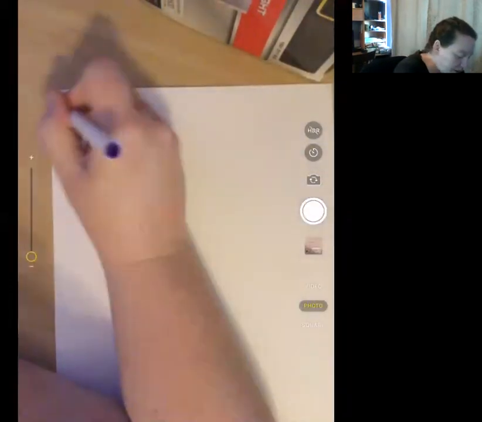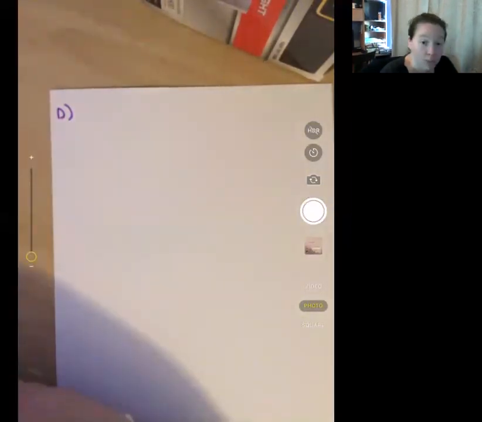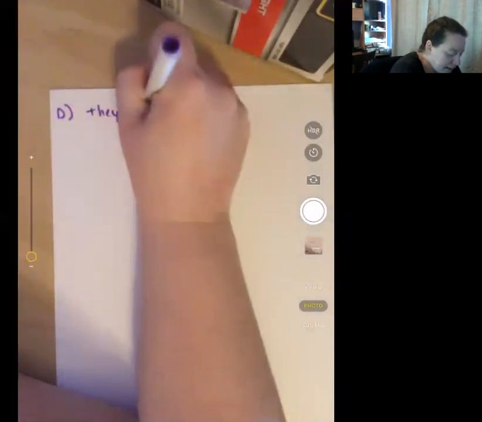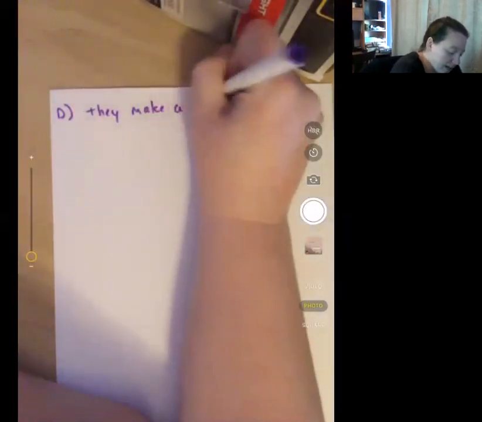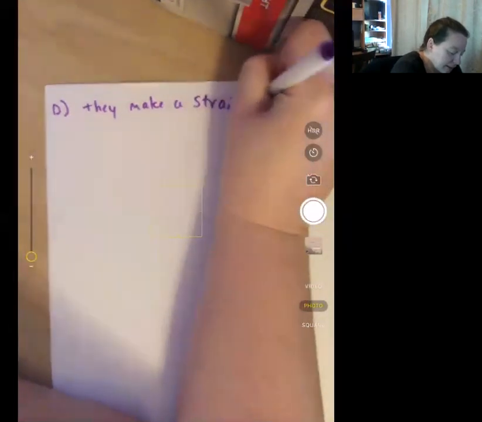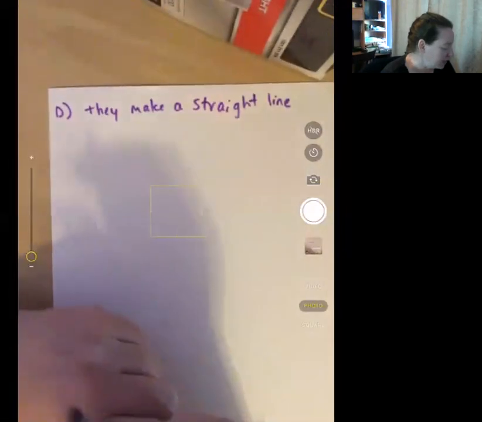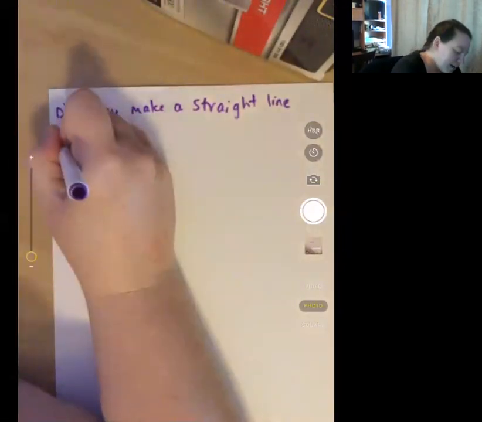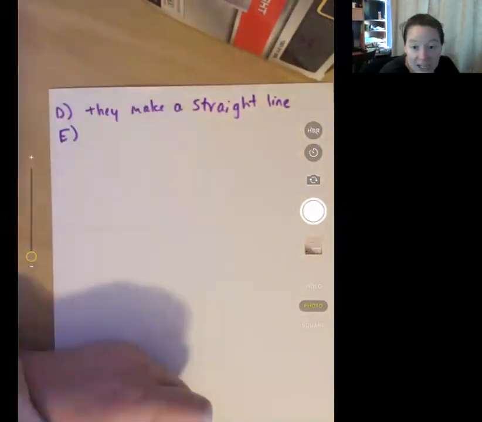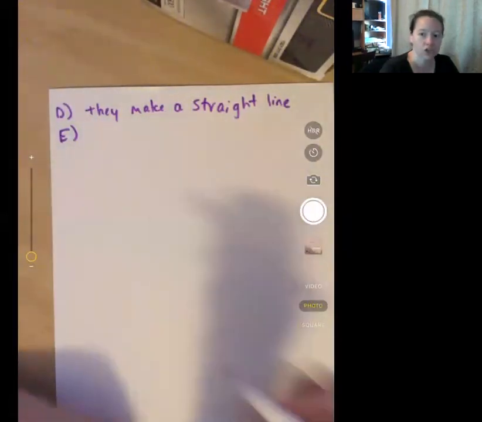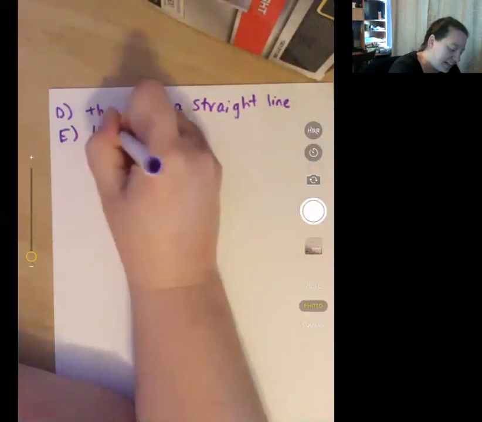So what do you notice, I'm at D, about how the angles fit together around the point? Well, what we notice is they make a straight line. Letter E. What is the measure of a straight angle? So what is the measure of a straight line? We know this. A straight line is 180 degrees.